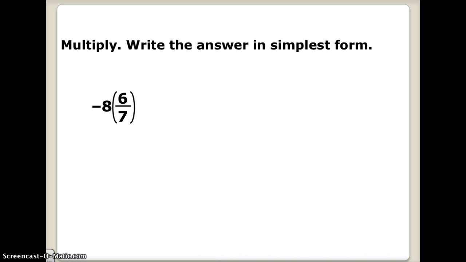So let's multiply. Write the answer in simplest form. -8 times 6/7. A negative times a positive is a negative. Now the numerator is -8. That goes only with the 6. Think of it as -8 over 1. So it's -8 times 6 over 7. We get -48/7.